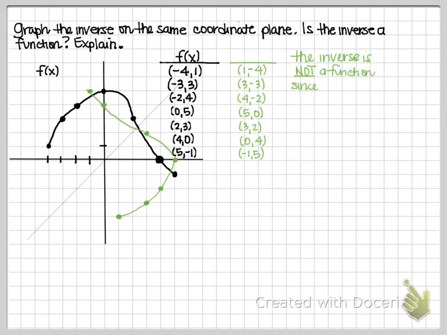Since it fails the vertical line test. So back here in my table, I wouldn't call this f inverse of x. I would just call it the inverse. So on my graph, if I were to label this graph, I would say that this is the inverse of f of x. I would not call it f inverse of x. Can't use the function notation on it since it's not a function.